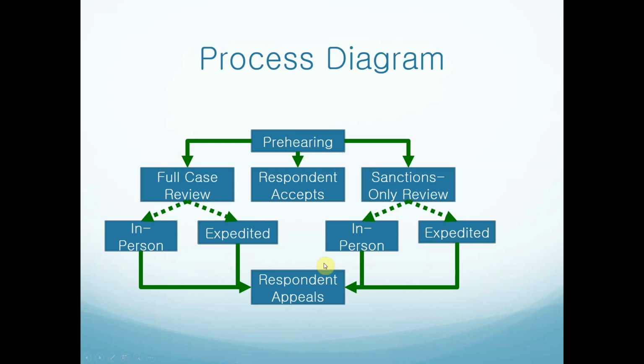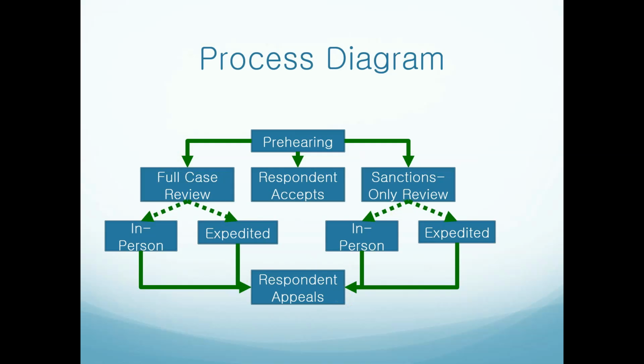In both cases, the respondent, that's the student, has the chance to appeal if it doesn't go their way. So in either an in-person or expedited review, if the committee decides that the professor seems to be right in this case, that it looks like the student did cheat, the student can appeal. The student has the right to an appeal, which basically means that the whole process begins over again, either from a full case review or a sanctions-only review. Basically, the student can say, nope, I still didn't do this, or nope, I still don't think that these sanctions are fair. Basically they're saying, I want a new trial.